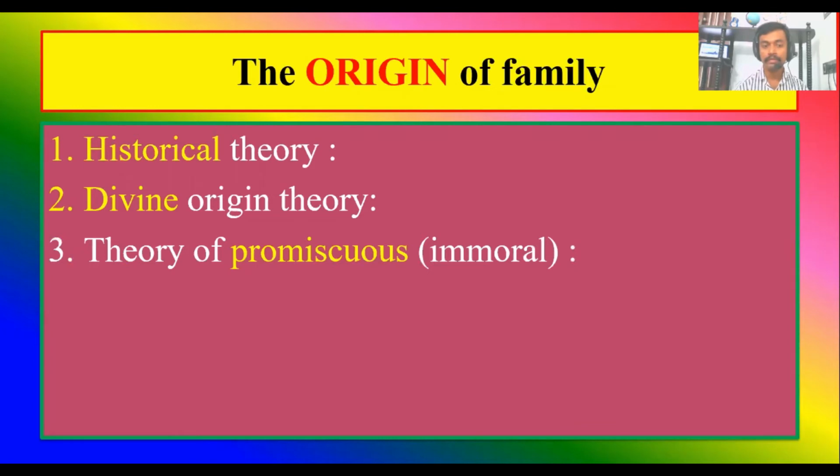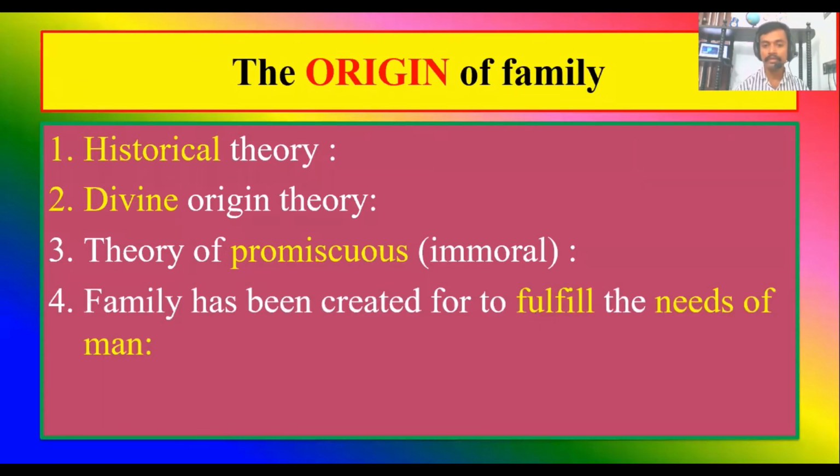Next is the theory of promiscuity. It is an immoral theory, an evolutionary theory. According to this theory, in the beginning, there was no family. The people lived with immoral relationships. Gradually it formed a formal family. It's an evolutionary theory.